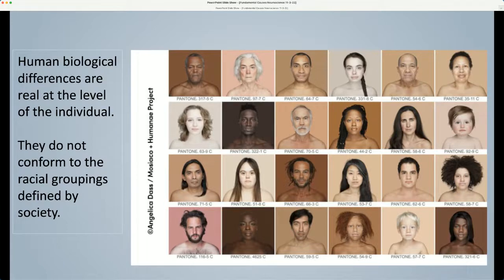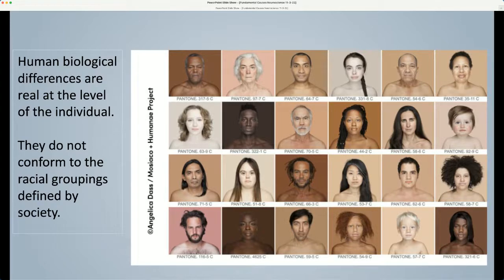They have been racialized. Genomic studies indicate humans are 99.9% genetically identical. This finding means human biological differences exist and are real only at the level of the individual. They do not conform to the racial groupings defined by society. Humans, therefore, are not born into races. They are racialized by society, raced, ranked, and relegated to a prescribed social status and class that is viewed as inherently inferior to self-identified whites.